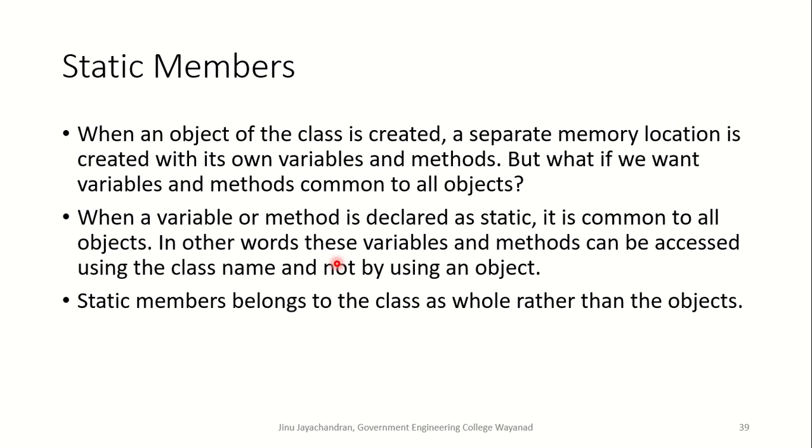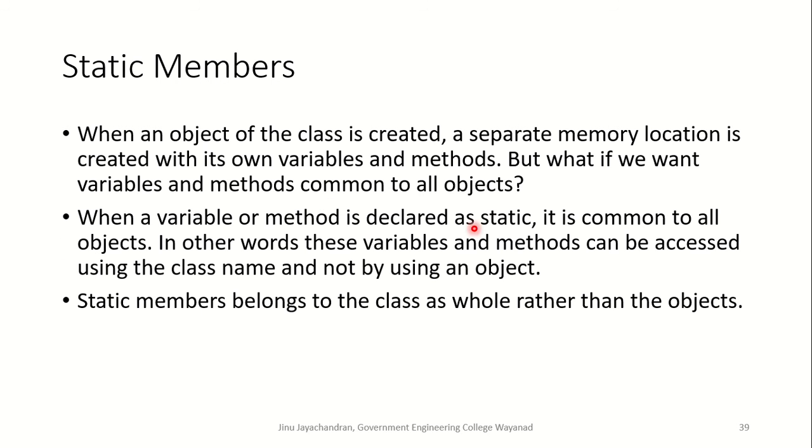And the last one is static members. We have seen static methods in our previous example, so let's see what static is. Whenever an object of a class is created, you know that separate memory locations are created for variables and methods. That is good. But what if we don't want that? What if we say that whenever a new object is created, I should not use a new memory location? So there comes static.